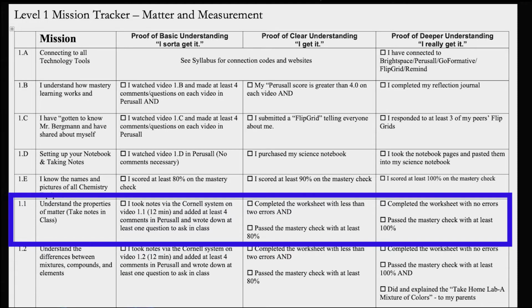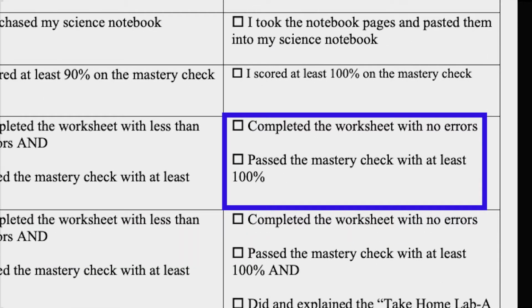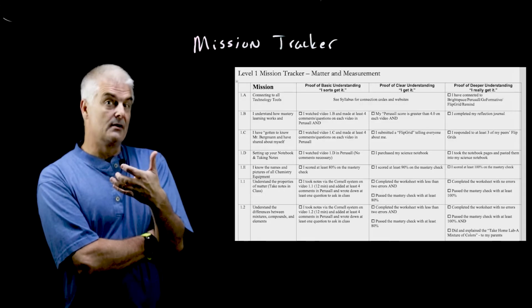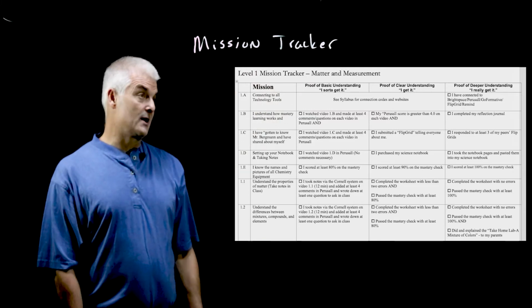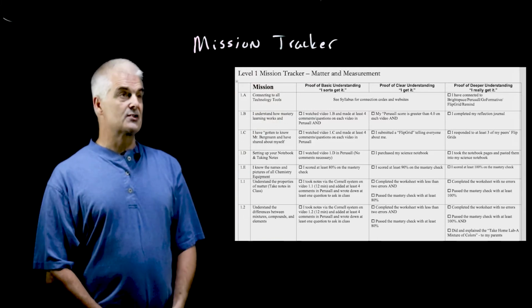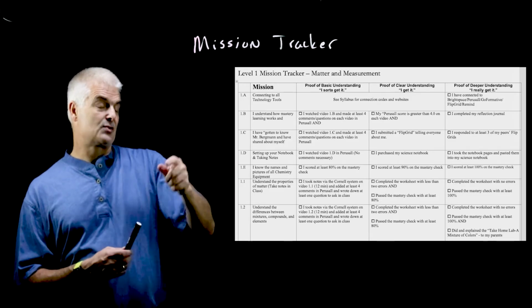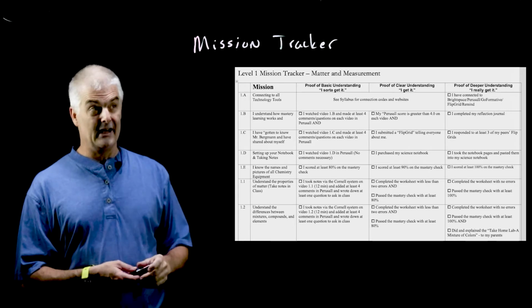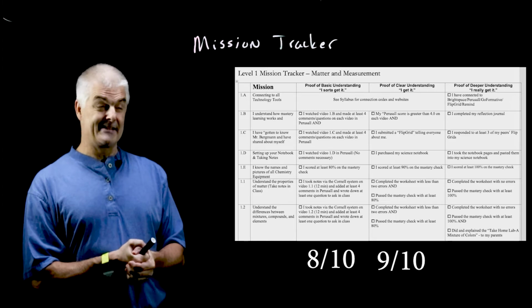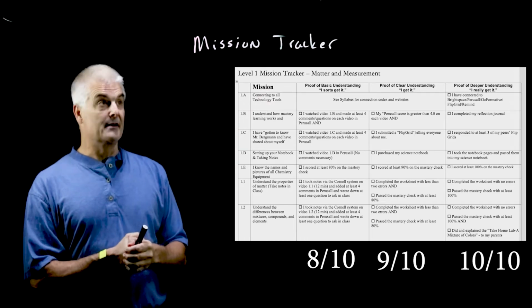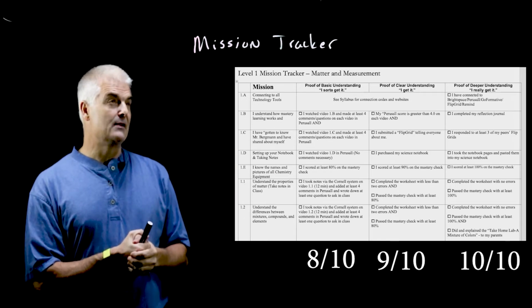And when you look at these, there are different things you have to demonstrate. Ultimately, you're going to say, Mr. Bergmann, I'm ready to be checked off for mission 1.4 or something like that. And if you've done the things listed in the mission tracker to my satisfaction, then you will get credit. The way it's going to be graded is, if you get the basic understanding, you get 8 out of 10. If you get a clear understanding, you get 9 out of 10. And if you get deep understanding, you get 10 out of 10. Again, there'll be like 7 of these in every unit. These are minor grades in the scope of things.